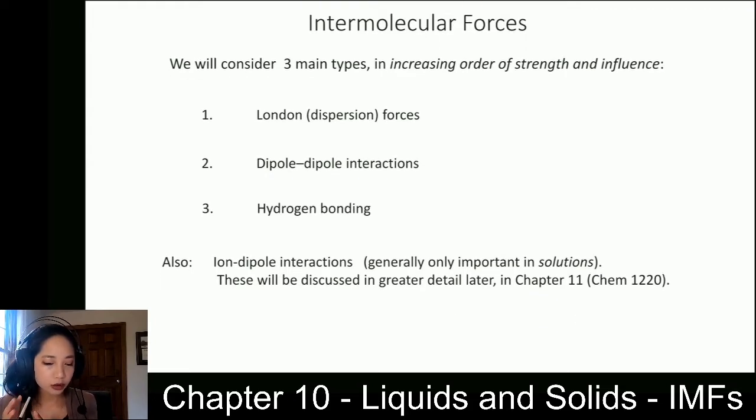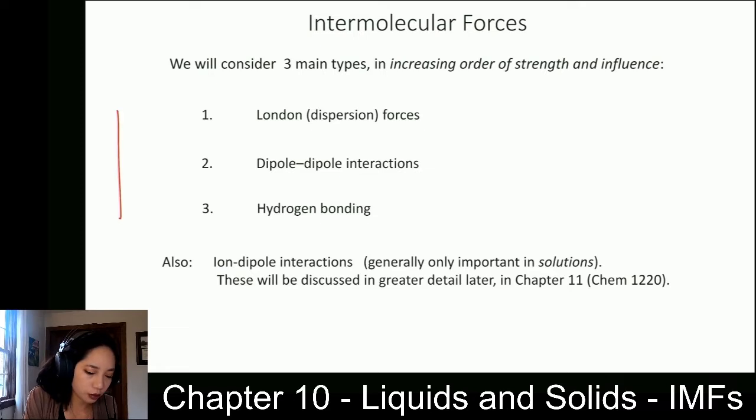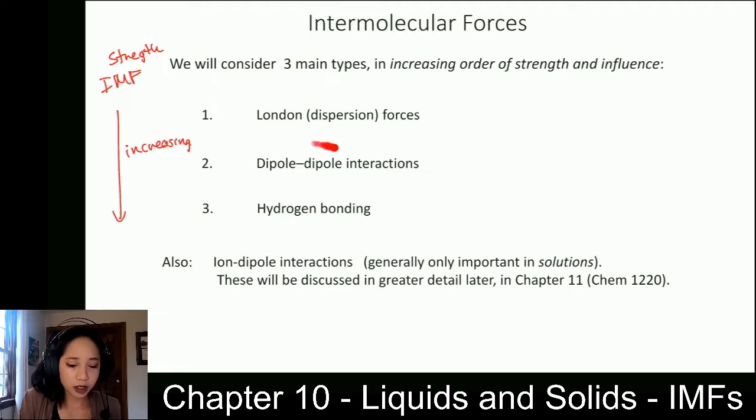We'll consider three different types of intermolecular forces, and a fourth one that you'll expand upon in 1220. There are three different ones that we'll concern ourselves with, and they increase in order of strength and influence. The strength of these intermolecular forces increases going down. So this first intermolecular force, London or dispersion forces, is the weakest.